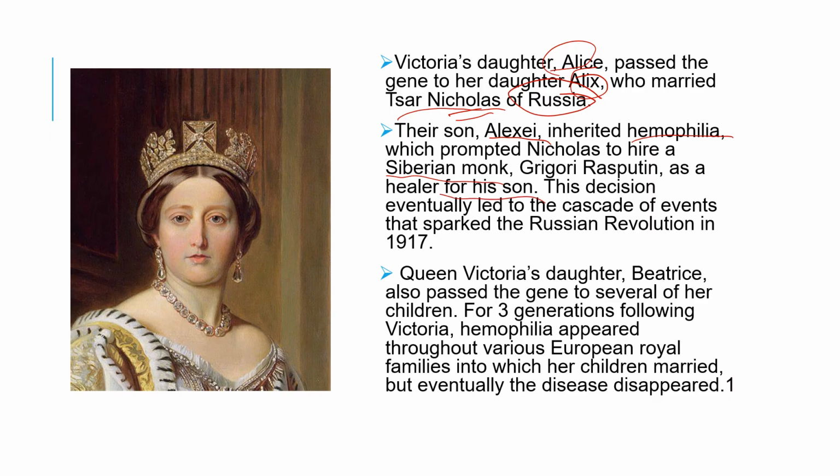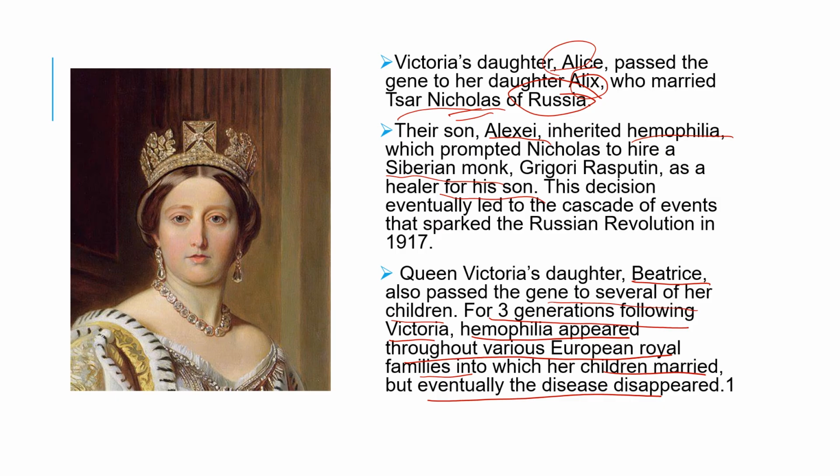But this was not a good decision actually, but this only continued in these Russian families. And next, Victoria's daughter Beatrice passed the gene to several of her children. For 3 generations following Victoria, hemophilia appeared in various European families into which her children were married, and eventually, all of a sudden, this disease disappeared from the royal family.